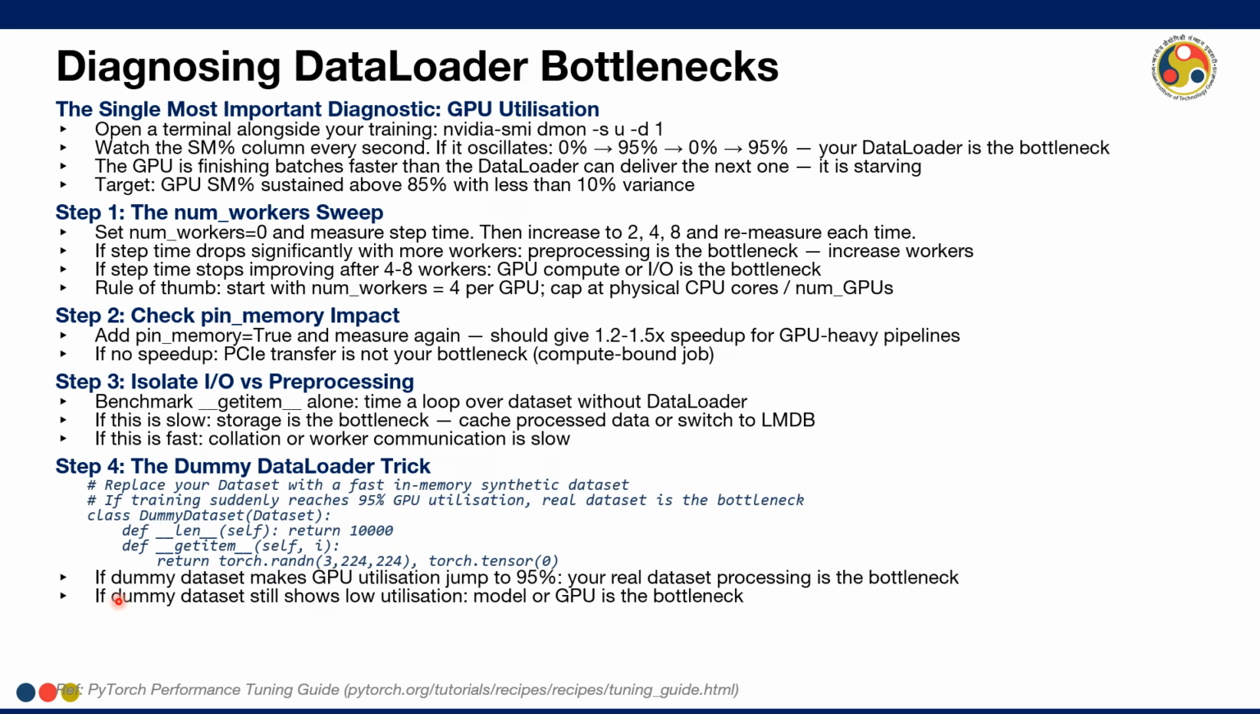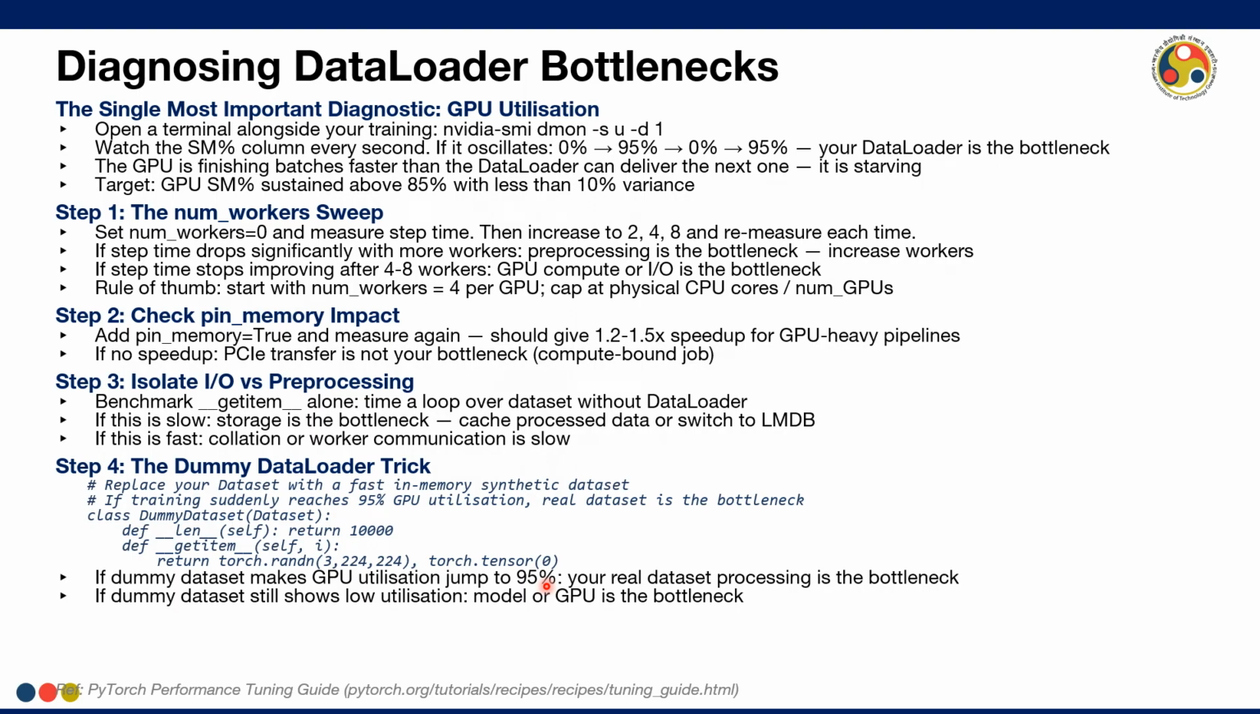So my GPU utilization is achieving 95%. That means there is a chance to improve the data pre-processing, so that for the real dataset it reaches 95% and close to 100%. So the real dataset pre-processing will be the bottleneck if my dummy dataset makes 95% utilization. Otherwise there are problems elsewhere, right? Where is the bottleneck, the model or the GPU, if with the dummy dataset you are not reaching 95% utilization.